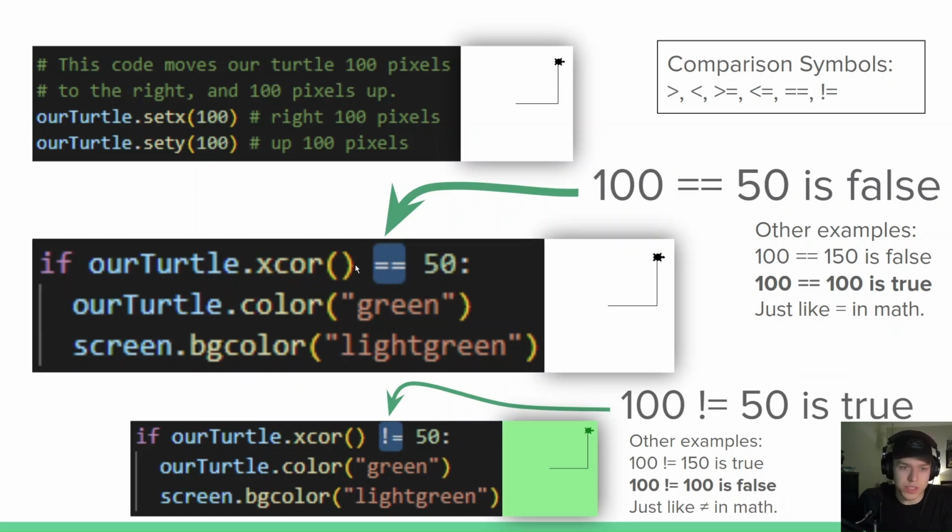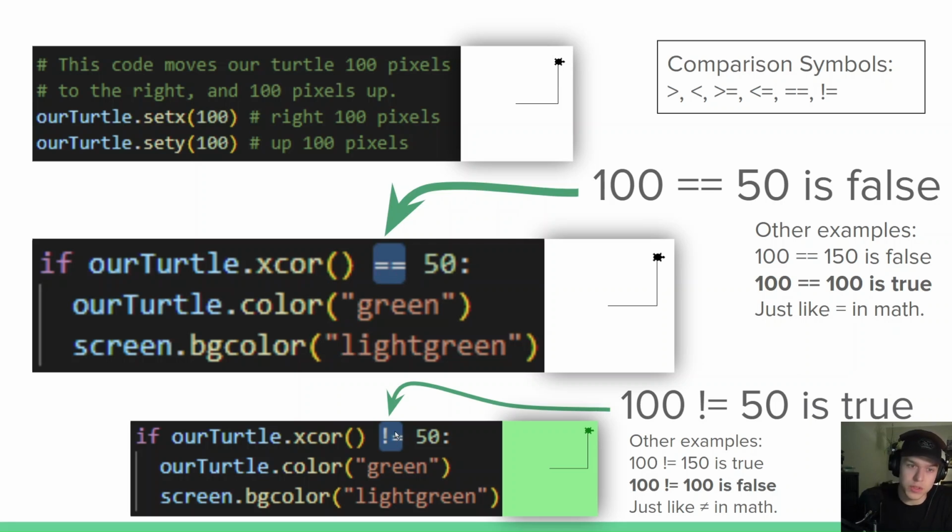This double equal symbol means equal to. If the value on the left side is equal to the value on the right side, the condition is true. As you can see, the number of pixels the turtle has traveled to the right is 100, which is not equal to 50. Thus, the condition is false. This condition would be true only if both sides have the same value.